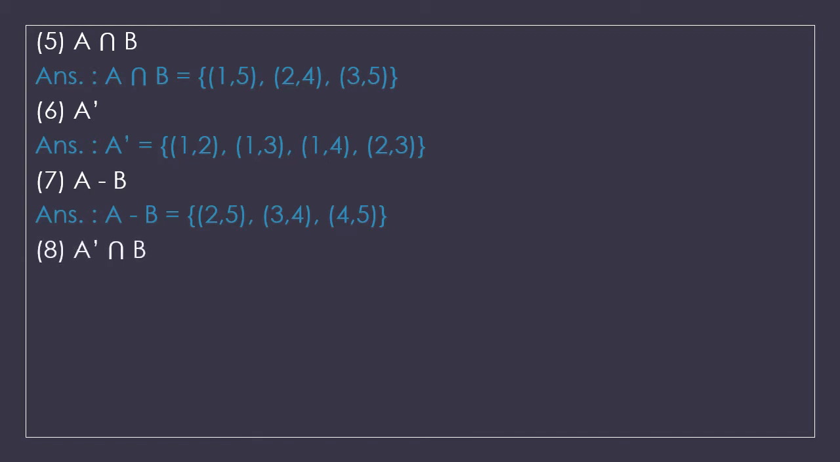The eighth question is A dash intersection B. Now A dash we already have here 1,2; 1,3; 1,4 and 2,3.